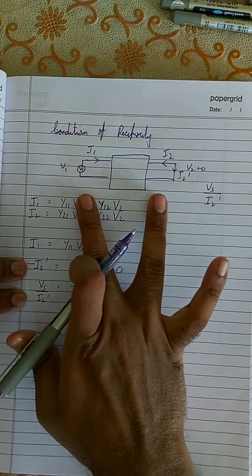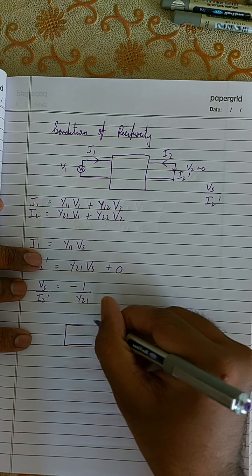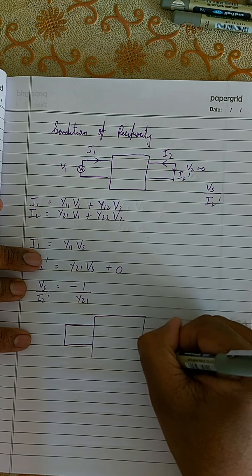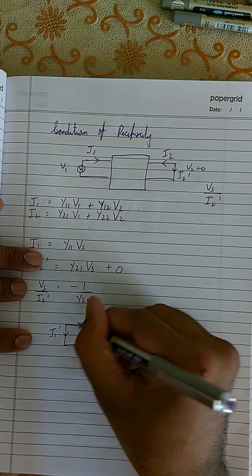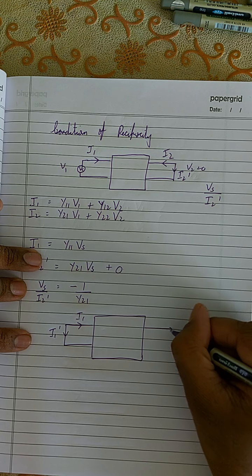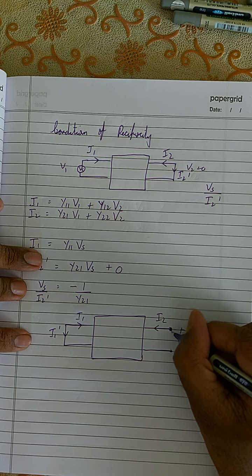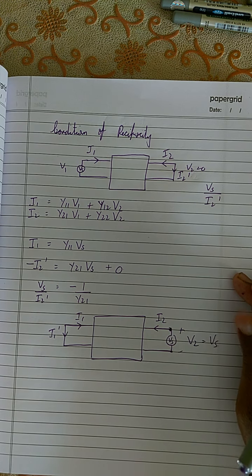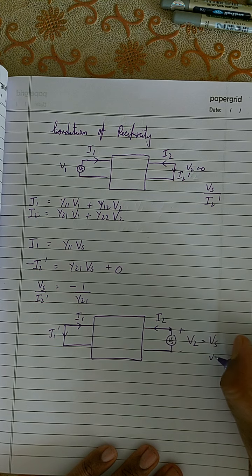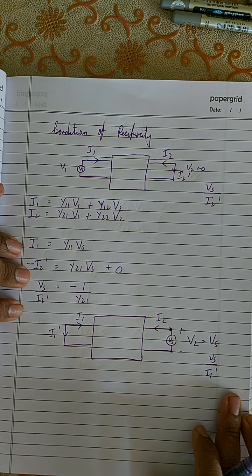Now I'm going to interchange the position of the excitation and the response. I will short port 1. So this is I1 dash, this is the response, and this is I2, and this is V2, and I'm going to connect the voltage source over here. So this is Vs, so V2 is equal to Vs. Then I will find the value of Vs by I1 dash.